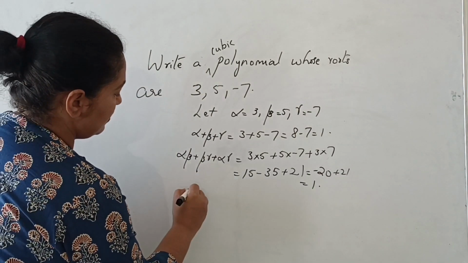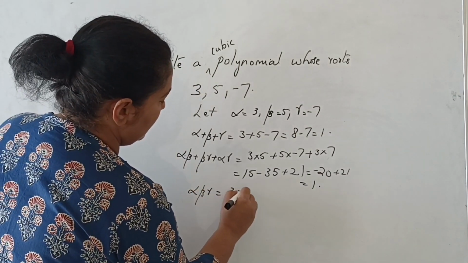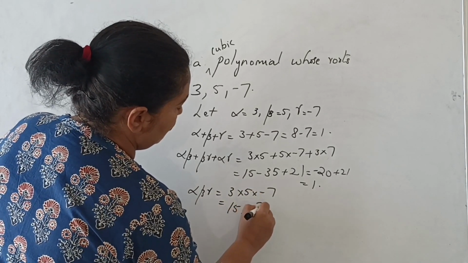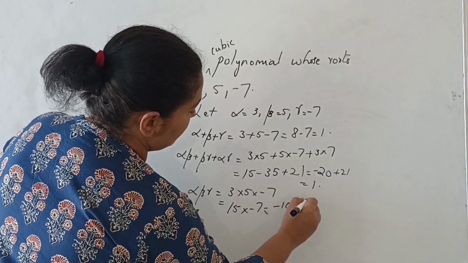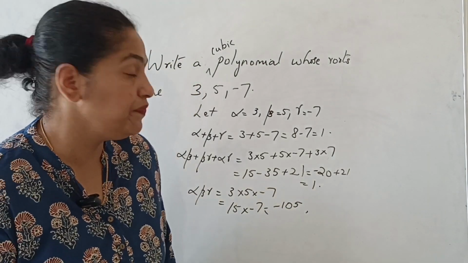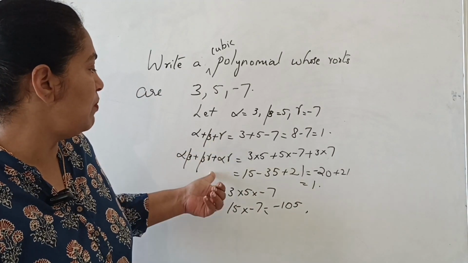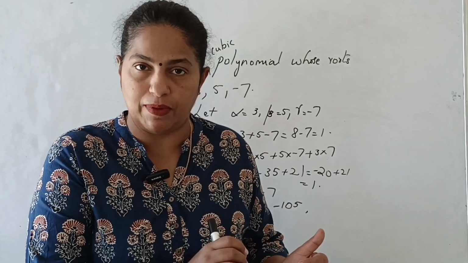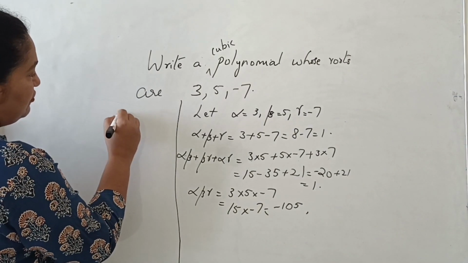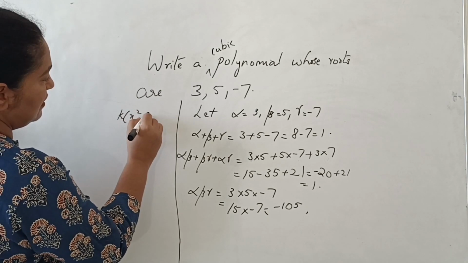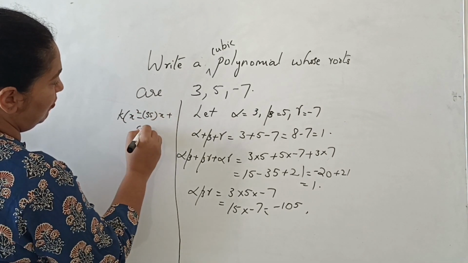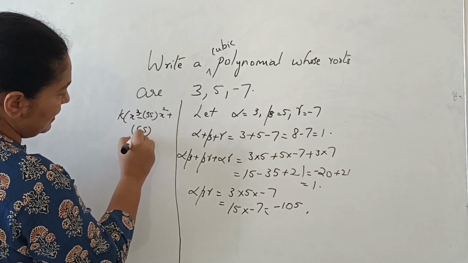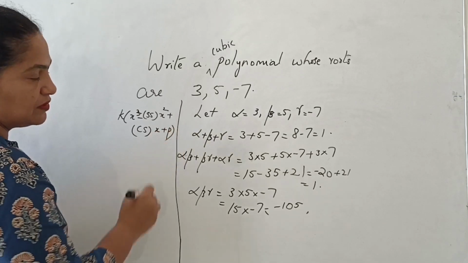Correct? It's a plus 1. And alpha beta gamma is 3 into 5 into minus 7. So you get 15 into minus 7, which is minus 105. Okay, so we got the simple sum, the complicated sum and the product. Now let us apply it onto the required format: x cube minus simple sum into x square plus complicated sum into x minus product.